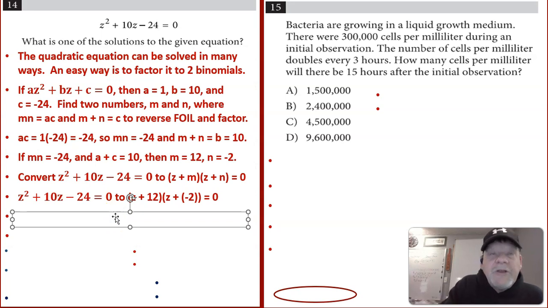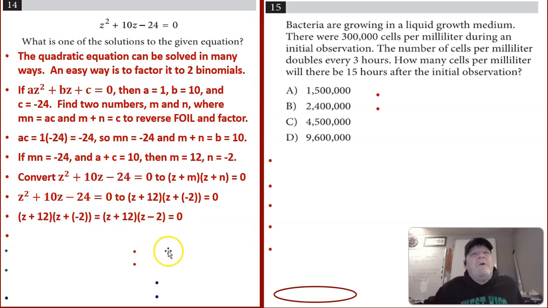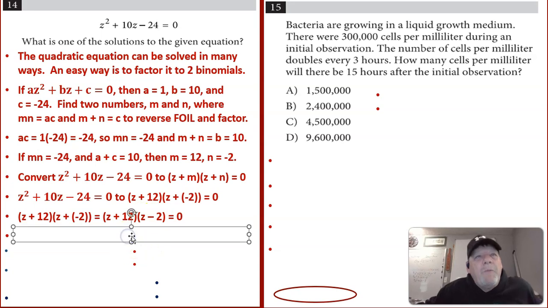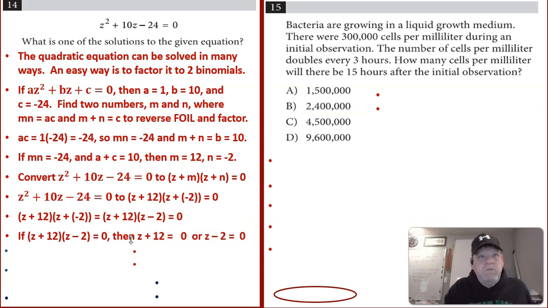Then either one equals 0 or the other one equals 0. So I can take this and say either it equals 0 or this equals 0. That's called the zero property for multiplication. So I break it into two possibilities. Case 1, z plus 12 equals 0, or case 2, z minus 2 equals 0.